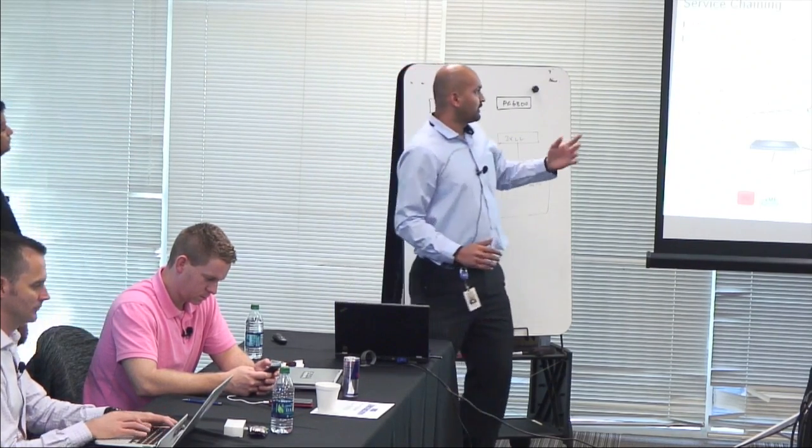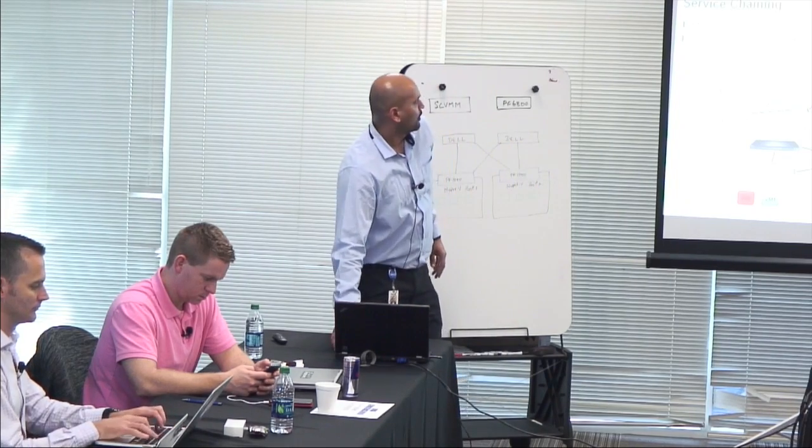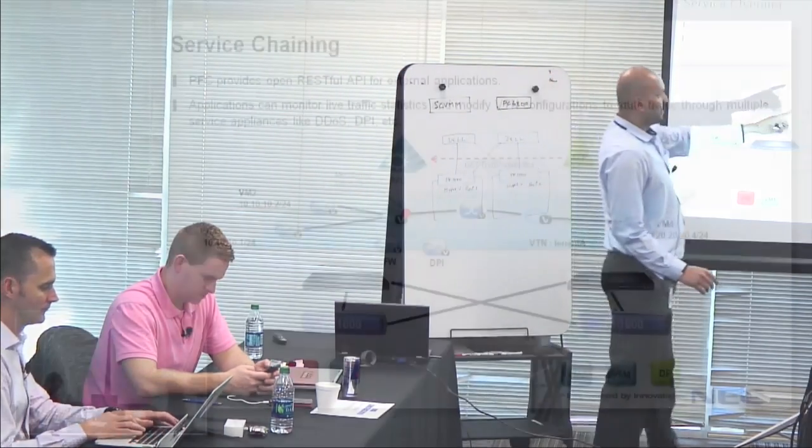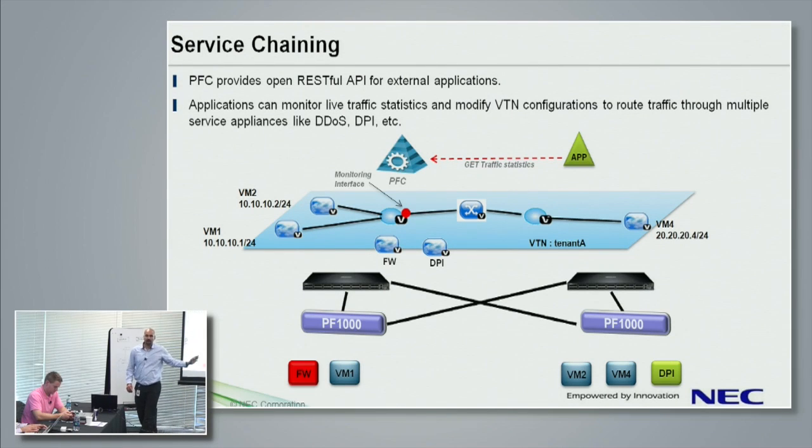Okay, so this is basically what it does. The application will send an API call to the controller to get the traffic statistics, and it can get them based on some interface option. Creating the vlinks will require an interface on the virtual components. So from that virtual interface, the application is trying to collect some statistics. This is a monitoring interface bordered in red. And then the PFC, or the controller, will send the response back to the application.